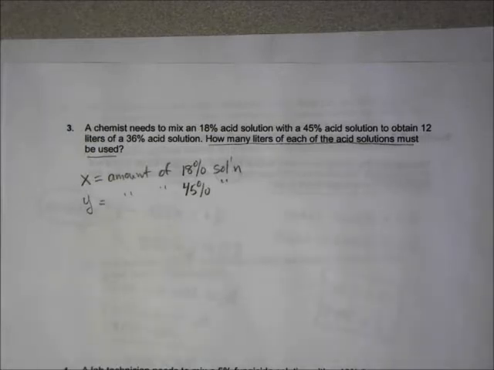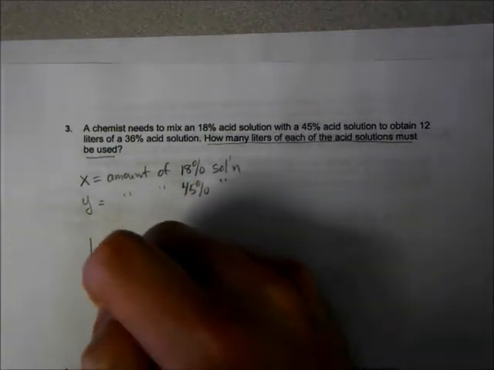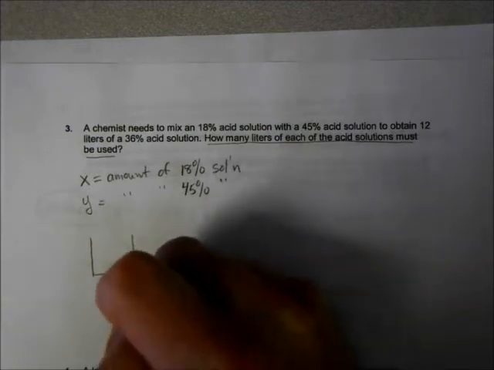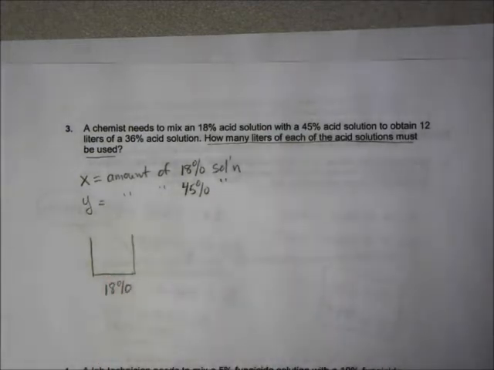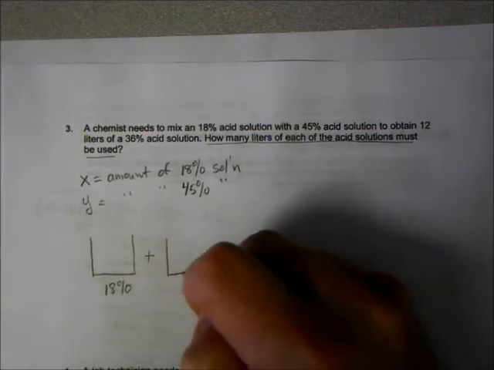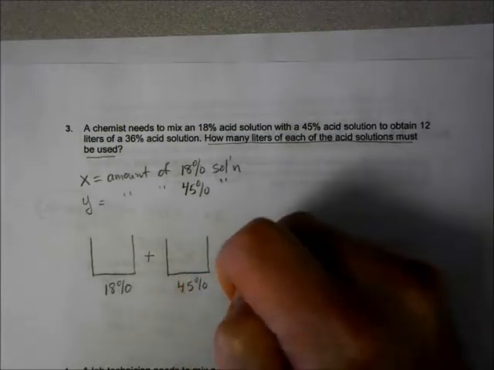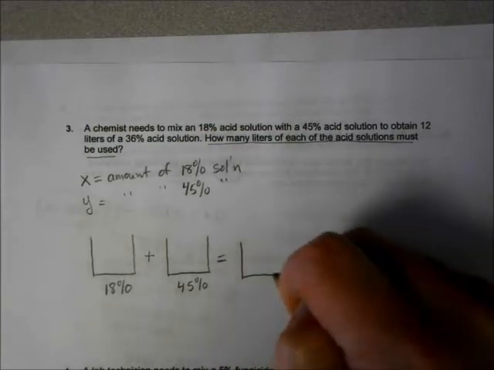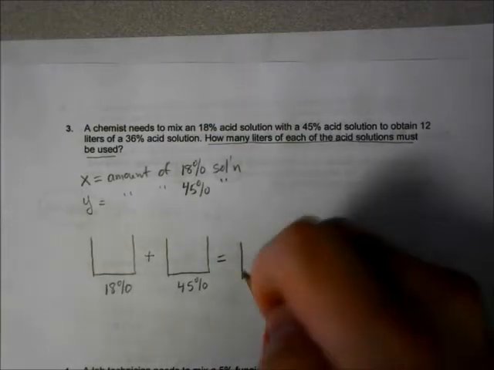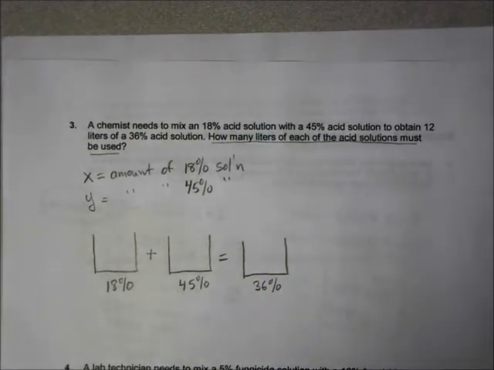Now, these problems, what I like to do is I like to think of a little chemistry set here. So, I have a beaker that has 18% solution in it. And I'm taking that and I'm dumping it into another beaker. The other beaker has a 45% acid solution. And when I mix them together, I get an answer. And my answer has to be a 36% acid solution when I get all done. Alright, so that helps me to visualize it, to think of what a chemist actually does.